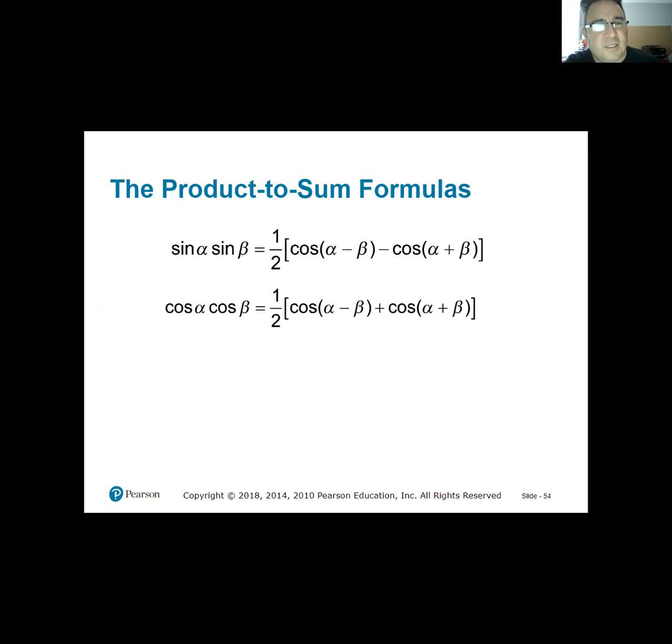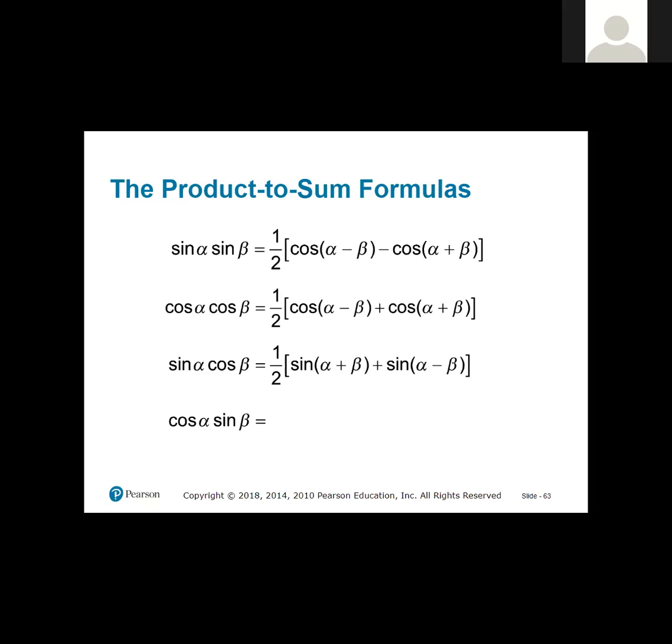Okay, what's the third one? I'll give you a hint. We'll call on Talia again. Sine of alpha plus beta plus sine of alpha minus beta. Very good. And Sarah will help us out with the last one. 1/2 of sine alpha plus beta minus sine of alpha minus beta. Good job, ladies. All right. So go ahead and write these down or take a screenshot, whichever way you want to do it. I'll give you a minute.